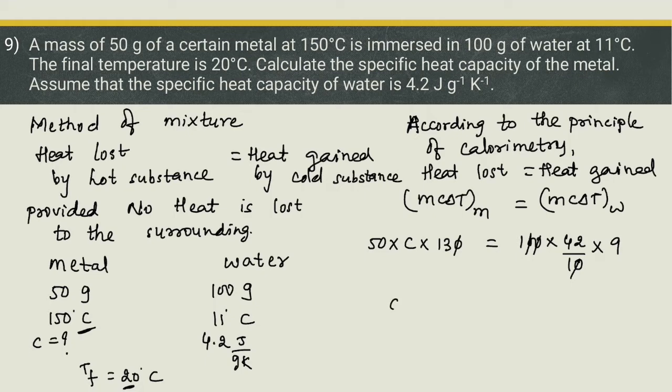So now specific heat capacity is equal to 42 into 9 upon 50 into 13, and use your math scale to find out the answer, and at the end you will come to know that the answer is 0.582 joule per gram Kelvin. Correct, gram into Kelvin. Why? Because here masses are given in gram. So unit of specific heat capacity here becomes joule per gram Kelvin.